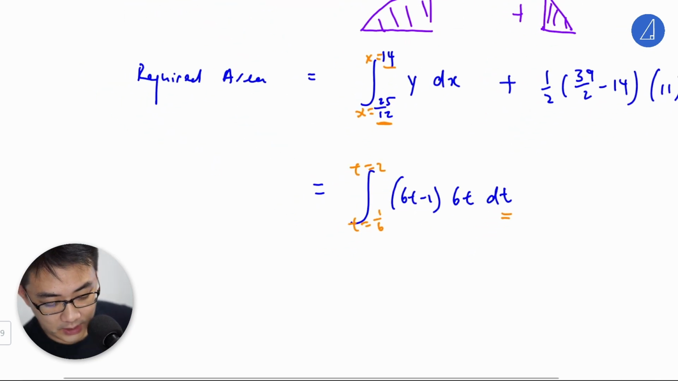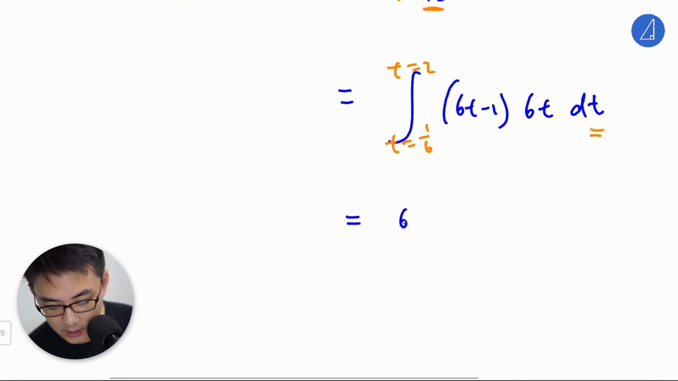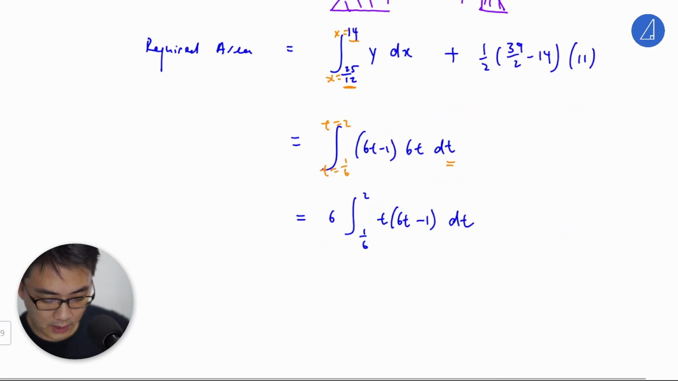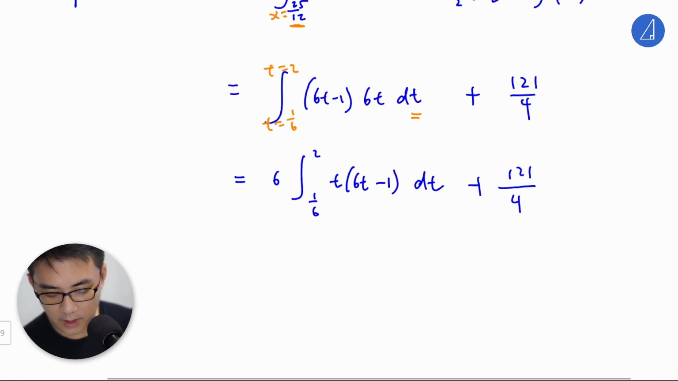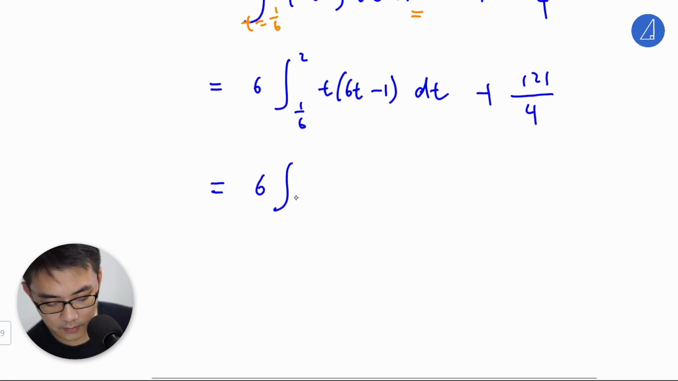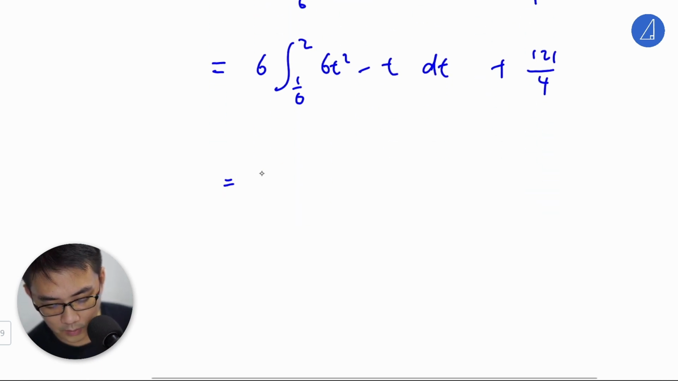So what we're going to do is actually just expand this out. So this will be 6. I'm going to just bring this to below. dt. I took the 6 out, and this will just be 39 over 2 minus 14 times 11 over 2. That will be 121 over 4. And this will give us plus 121 over 4. This will be 6 t cubed over 3 minus t squared over 2.